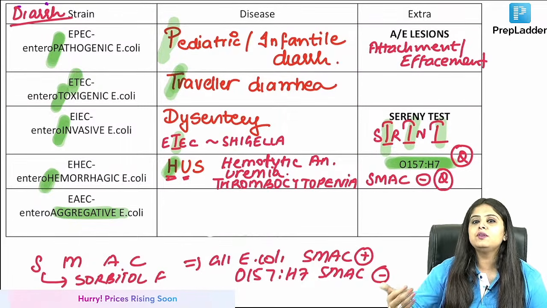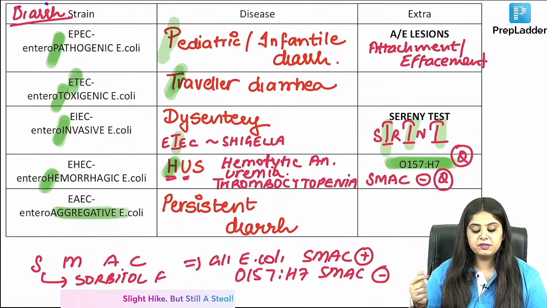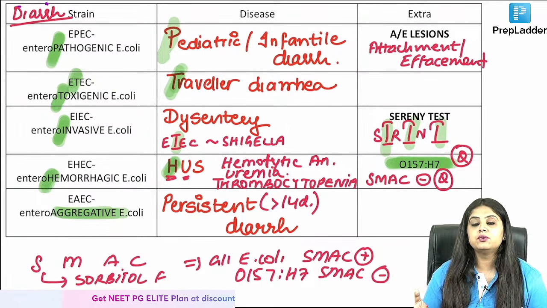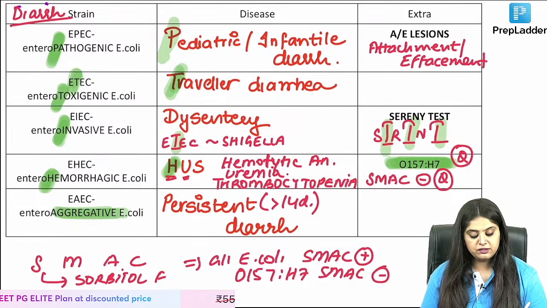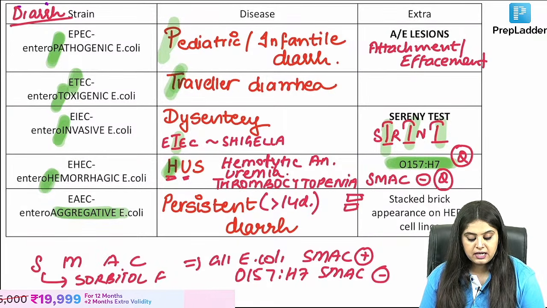So ma'am, maybe micro will persist in my mind for a longer time. Aggregate हुए तो persist करेगा. Persistent diarrhea, what is the definition in medicine of persistent diarrhea? More than 14 days. And aggregate करे तो when I saw them under the microscope, they were all aggregated. They were all aggregated like bricks.